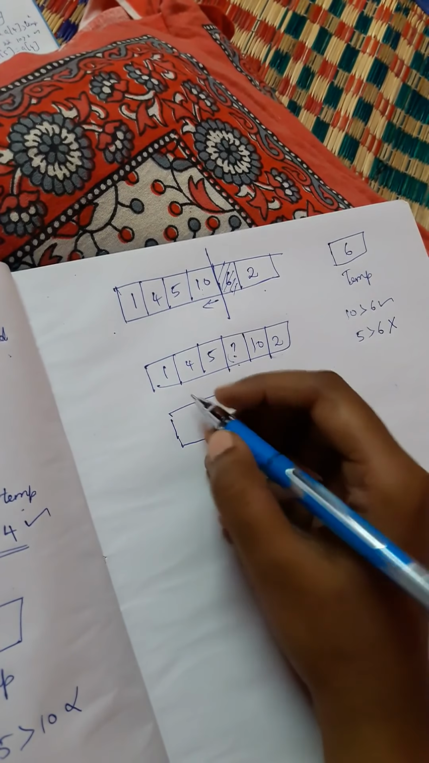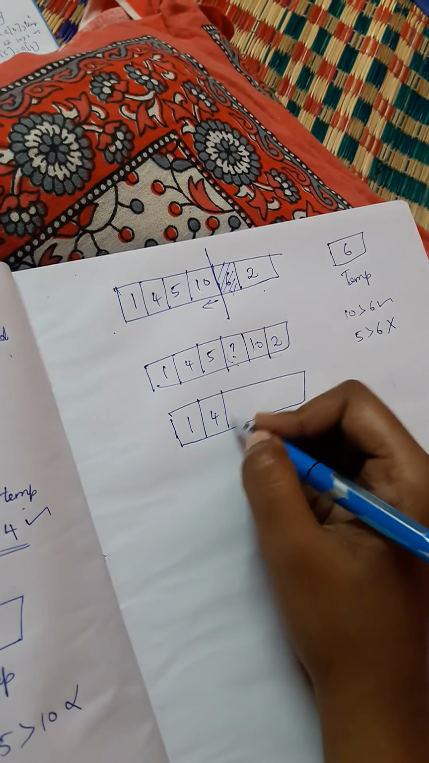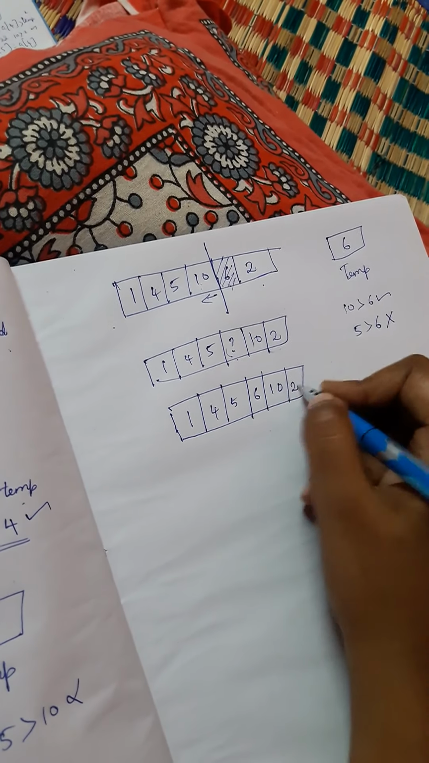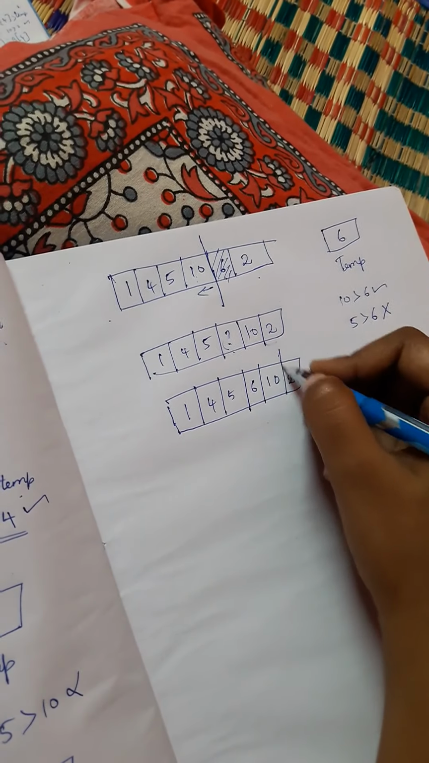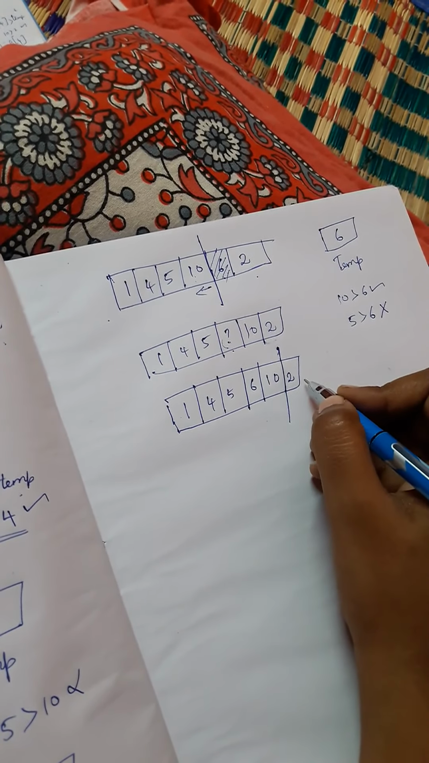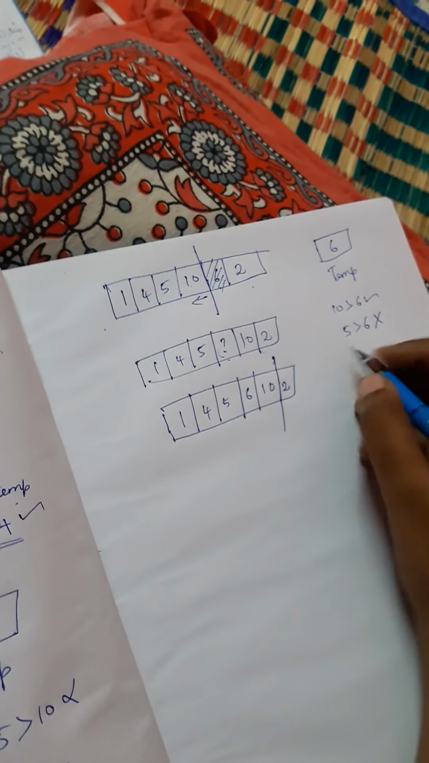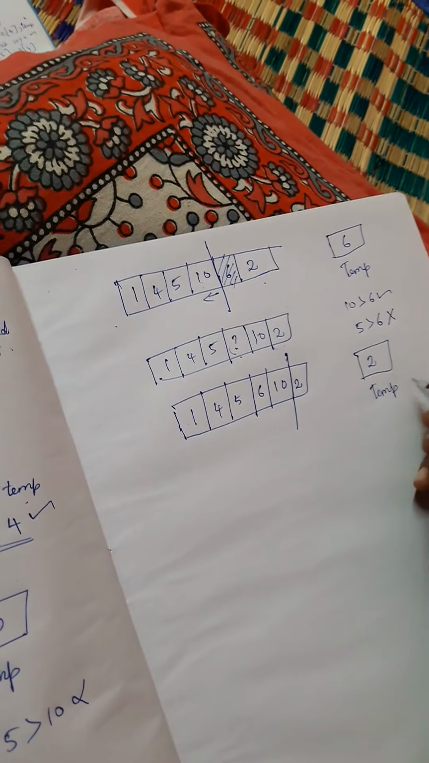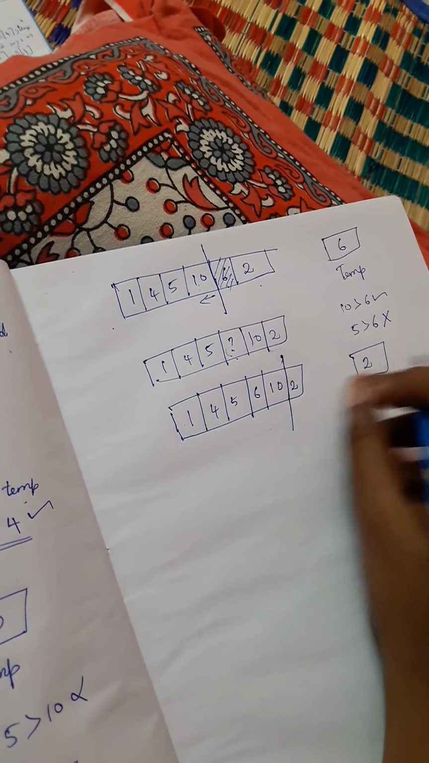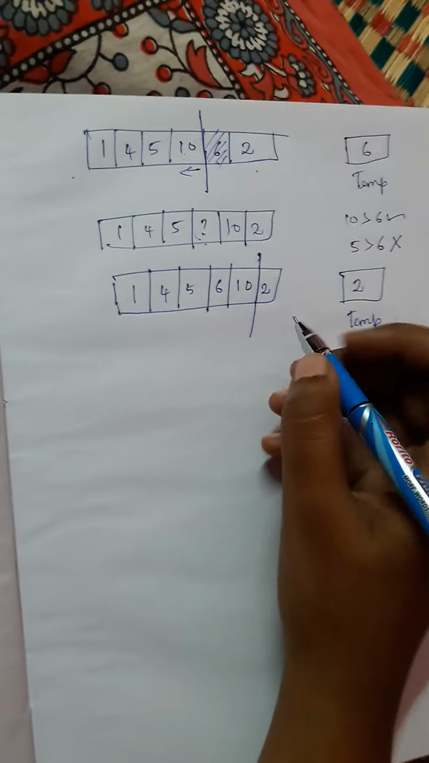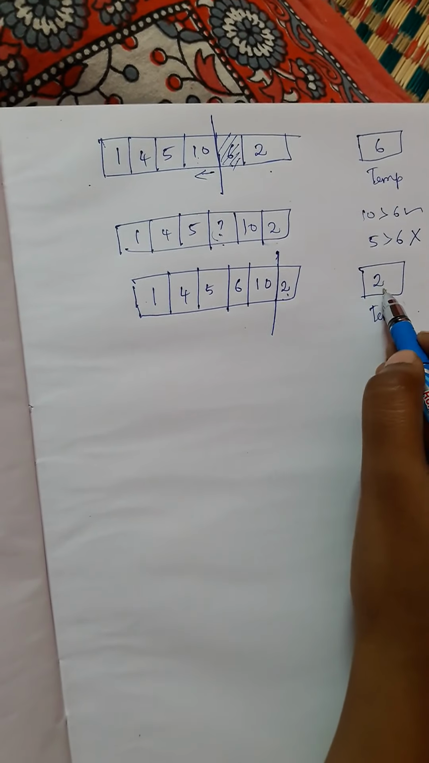Okay, so now what will be there? 1, 4, 5, 6, 10 and 2. This is the array. So at last this is a sorted array and this is an unsorted array. So again I am going to put the value 2 in the temp. This is unsorted, so unsorted values only we will put in temp, right? So this is an unsorted array. So I am going to put 2 in the temp value.